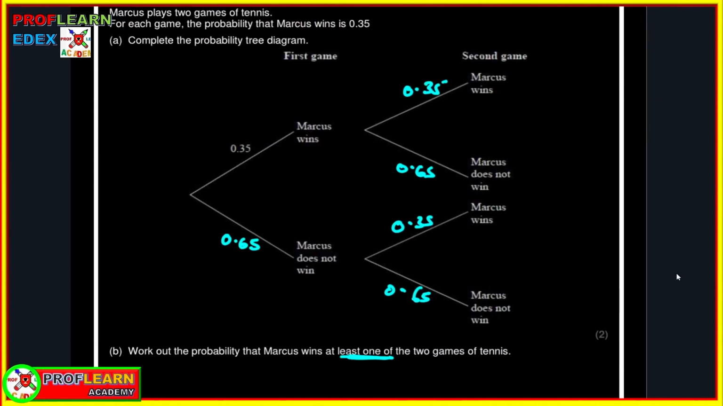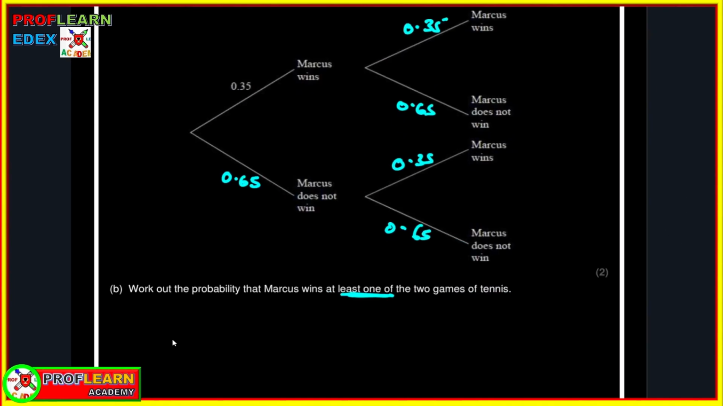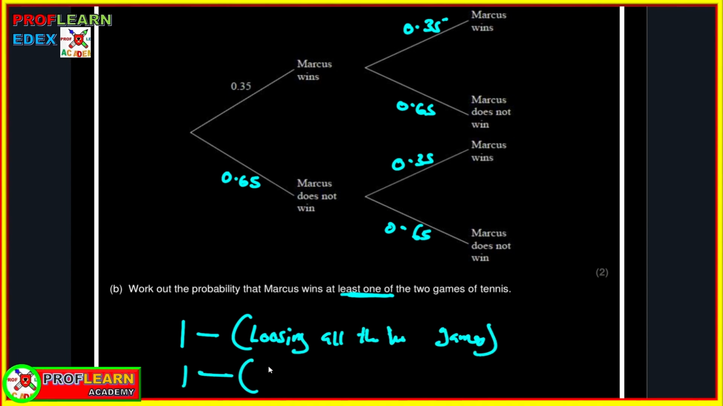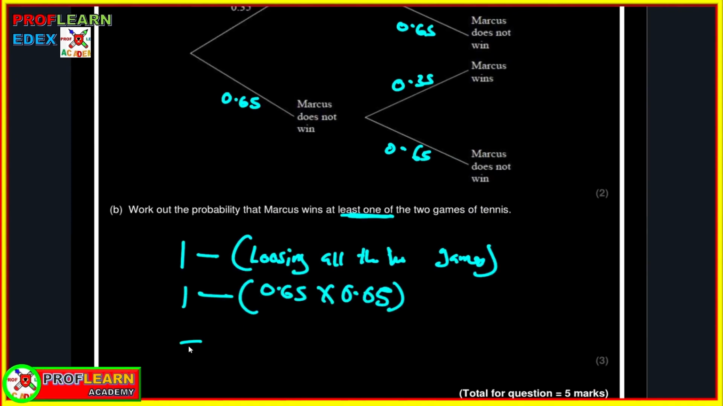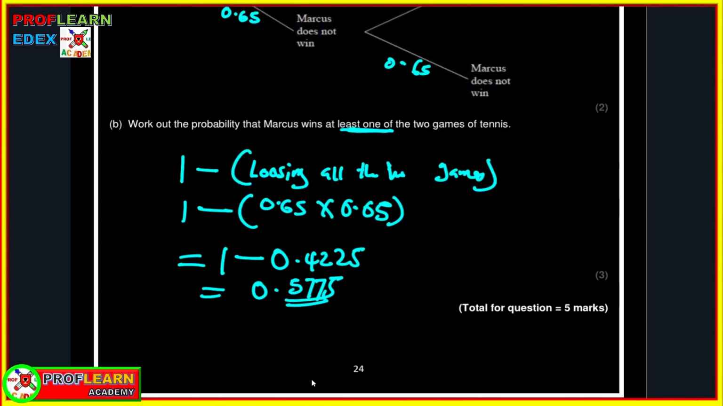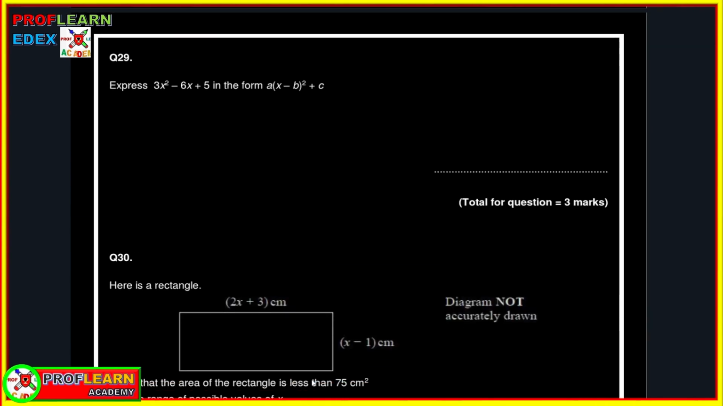So we're going to say at least 1 game. So we're going to say 1 minus probability of losing all the games. So that's going to be 1 minus losing, 0.65 times 0.65. So this is going to be what? If we work it out on your calculator, 0.5775 as our final answer at that given point.